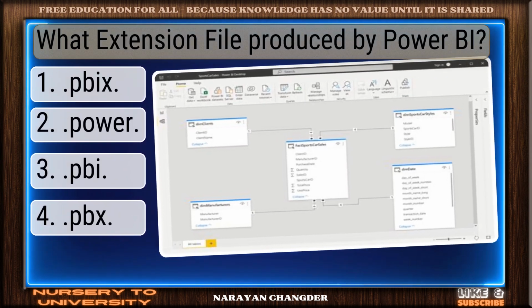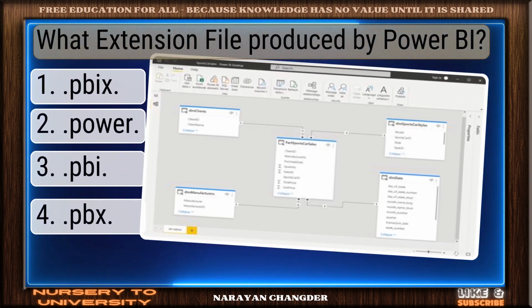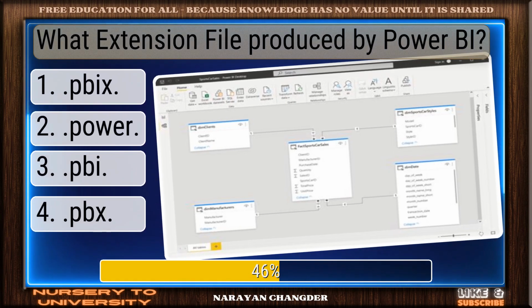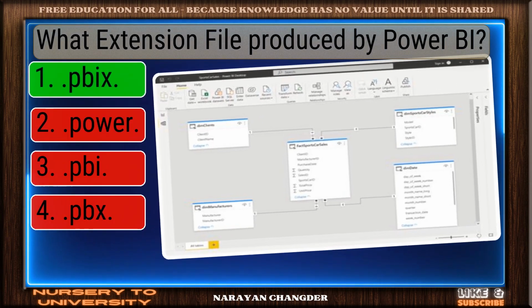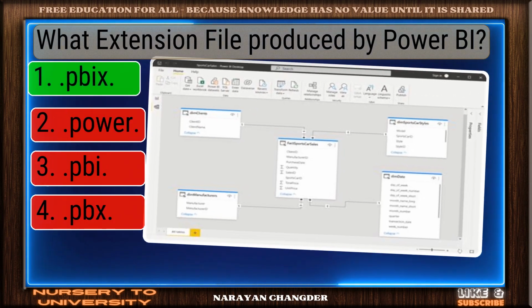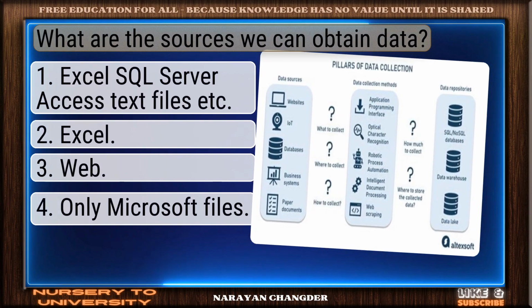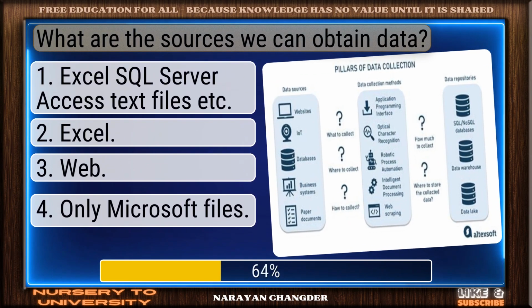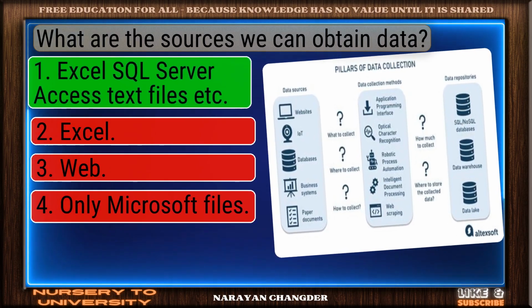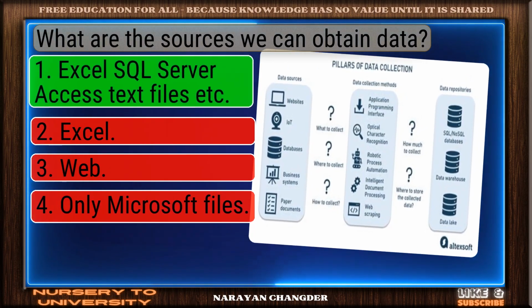Question number 48. What extension file is produced by Power BI? Solid response. PBIX is a valid choice. Question number 49. What are the sources we can obtain data from? Valid point. Excel, SQL Server, Access, text files, etc.